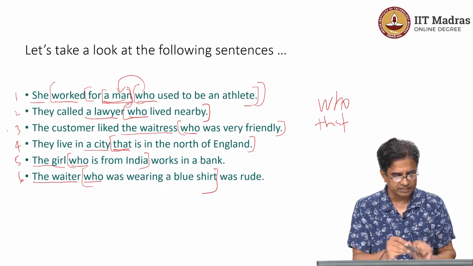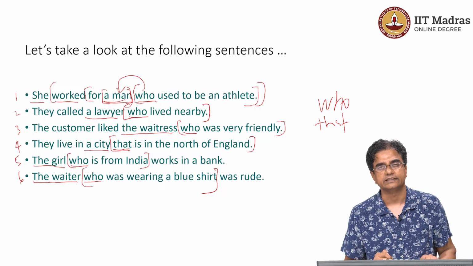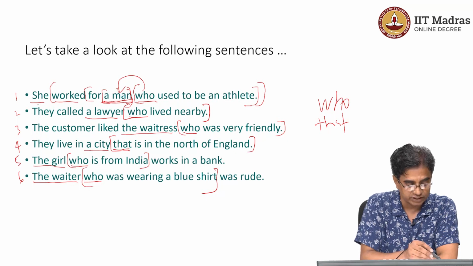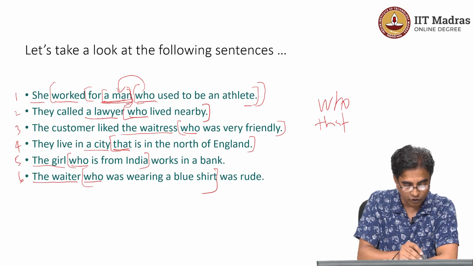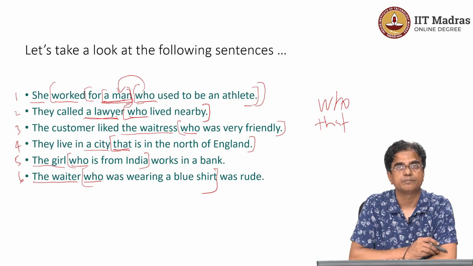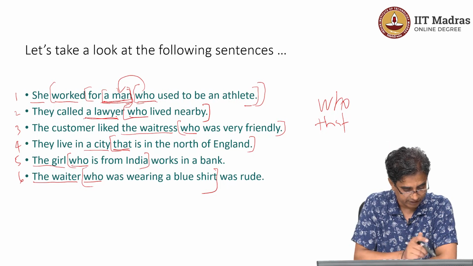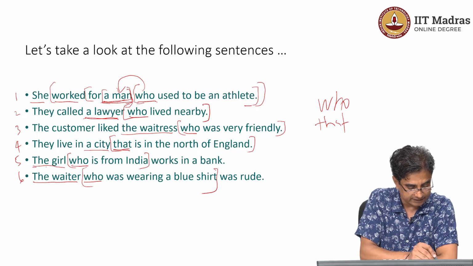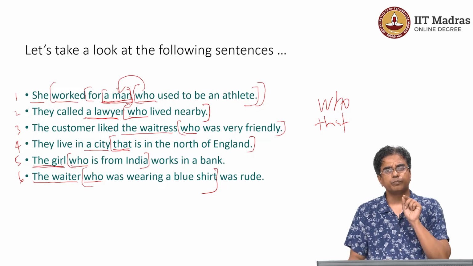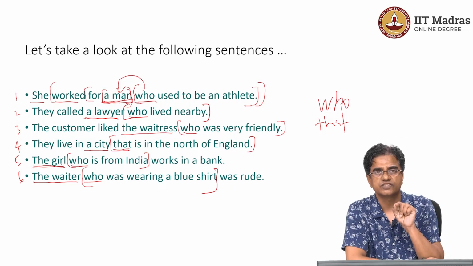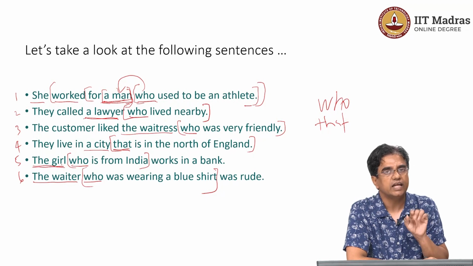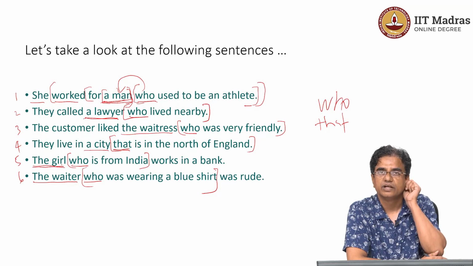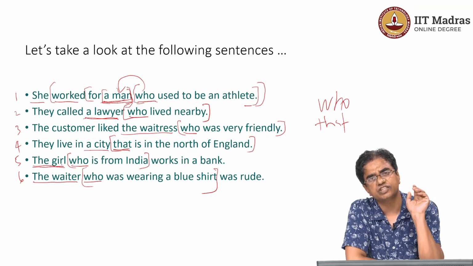In the first sentence, she worked for a man who used to be an athlete. You see, a man is not in the subject position. They called a lawyer. The lawyer is not in the subject position, it is an object position. Whereas the girl who is from India works in a bank, the girl is in the subject position. So the point is, a relative clause can modify a noun in any position in a sentence. The noun can be in subject position, the noun can be in object position, the noun can be in adjunct position also.